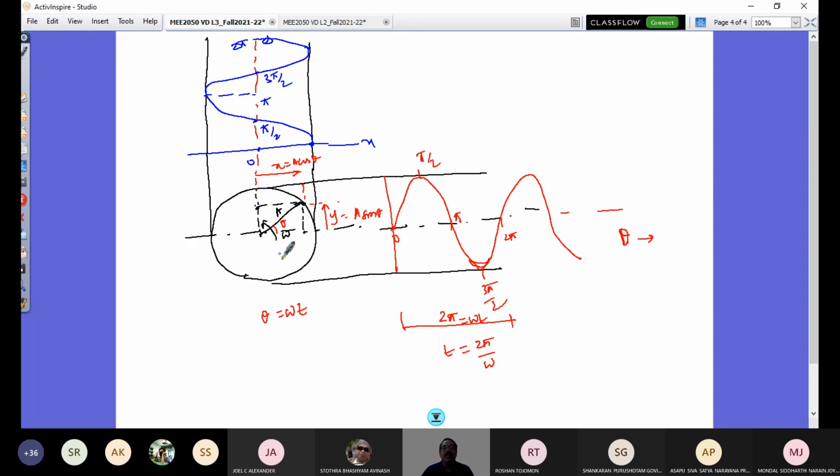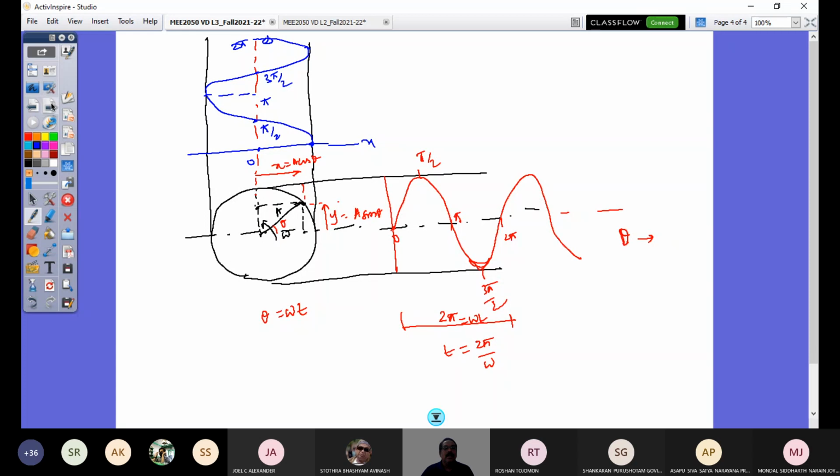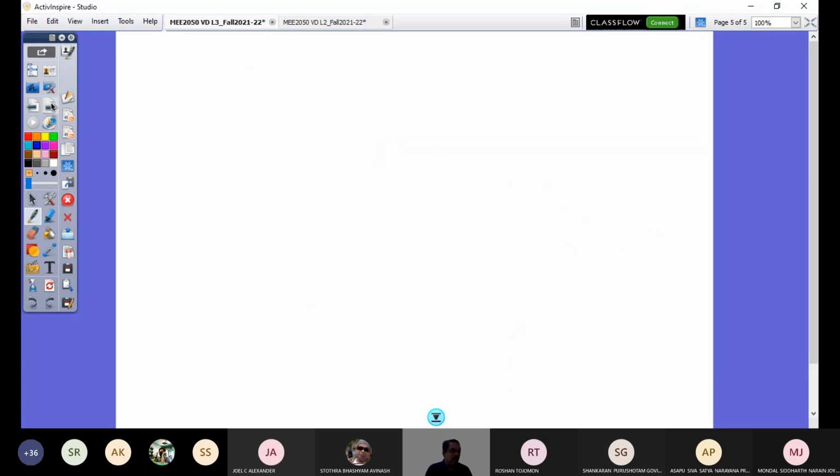So instead of having this as a vectorial representation, if I have this as a complex number representation, that has many advantages. I'm going to explain that now.